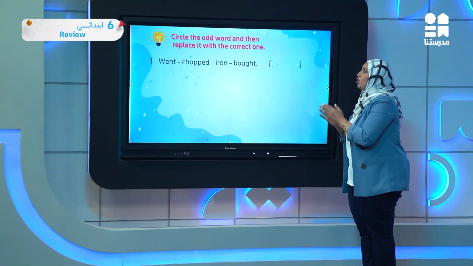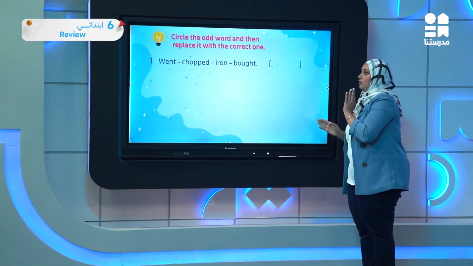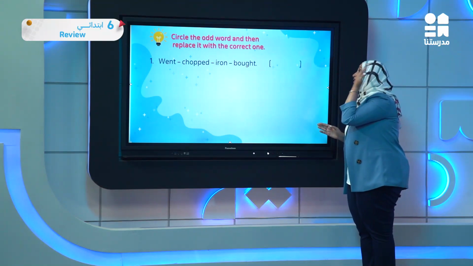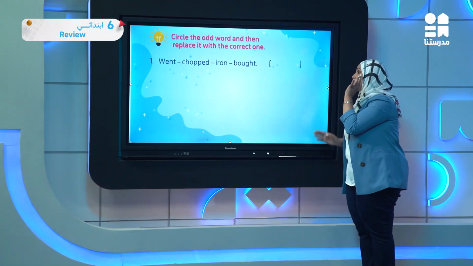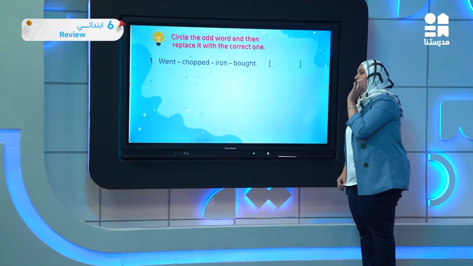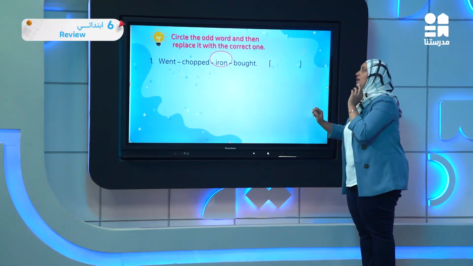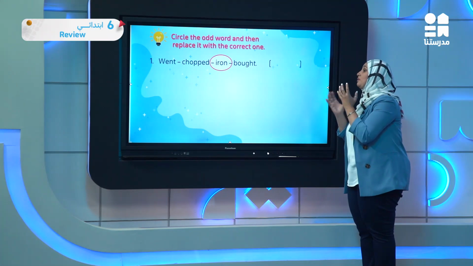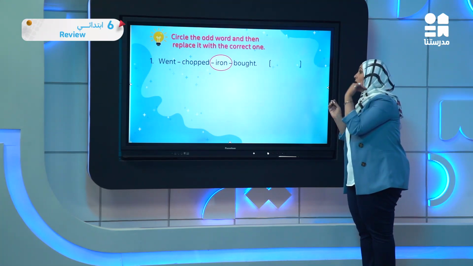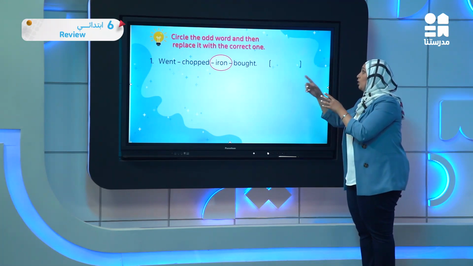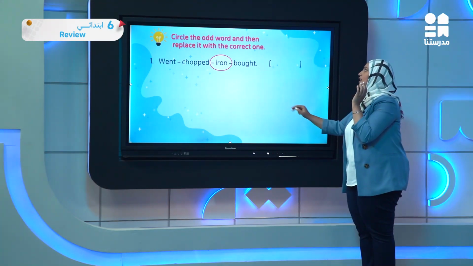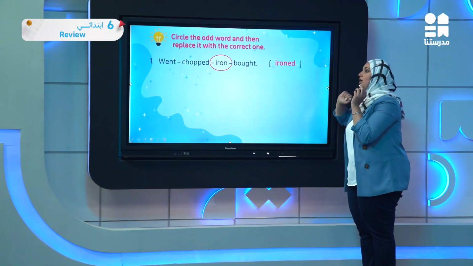عندي went, chopped, iron, bought. طيب لو فكرنا all those are verbs in the past except ايه؟ كلهم في الباست ما عدا ايه؟ Very good. ما عدا iron. So which word does not belong? عندي iron. Very good. So طيب if I want to replace it هعملها replacement بإيه؟ I have to use a verb in the past. ممكن نسهلها على نفسنا ناخد iron ونحطها في الباست. What's the past of iron? Ironed. Very good. So I will replace it with ironed.